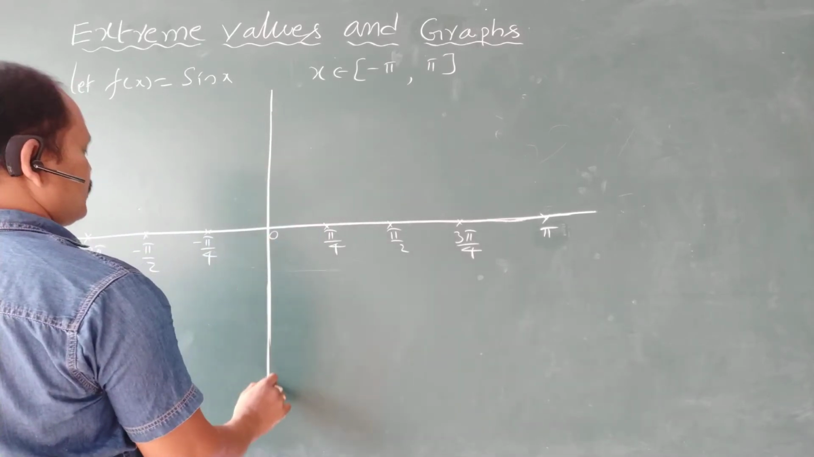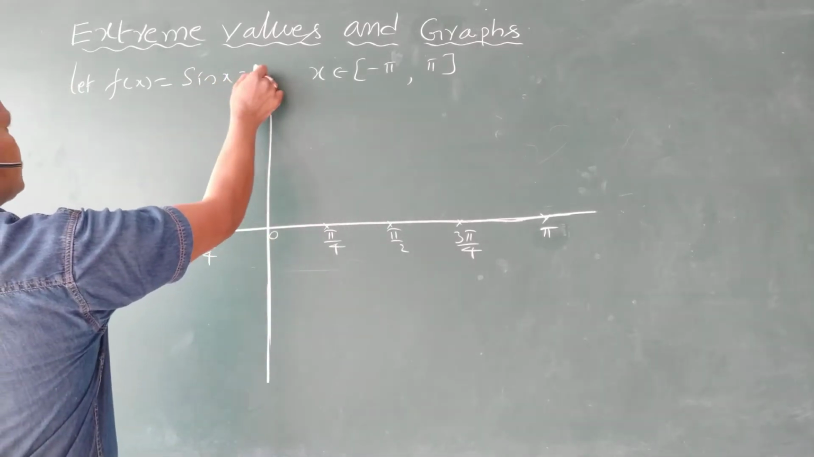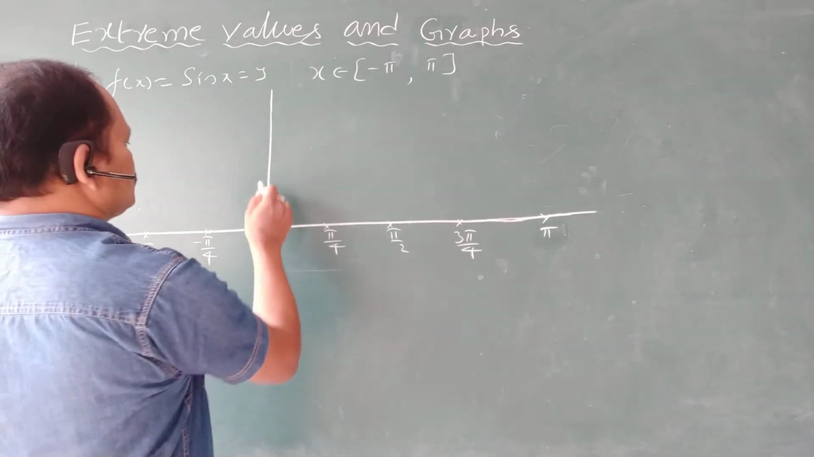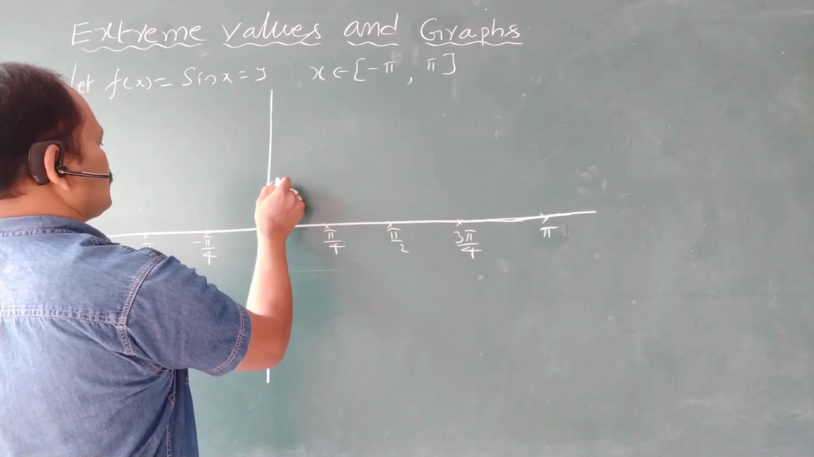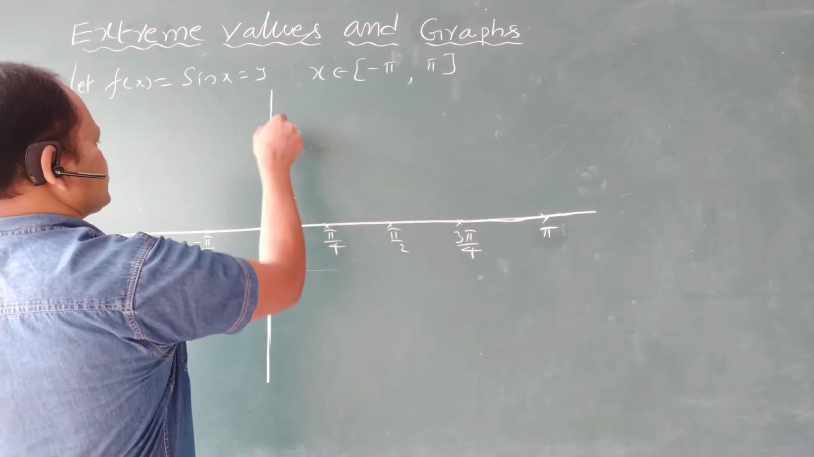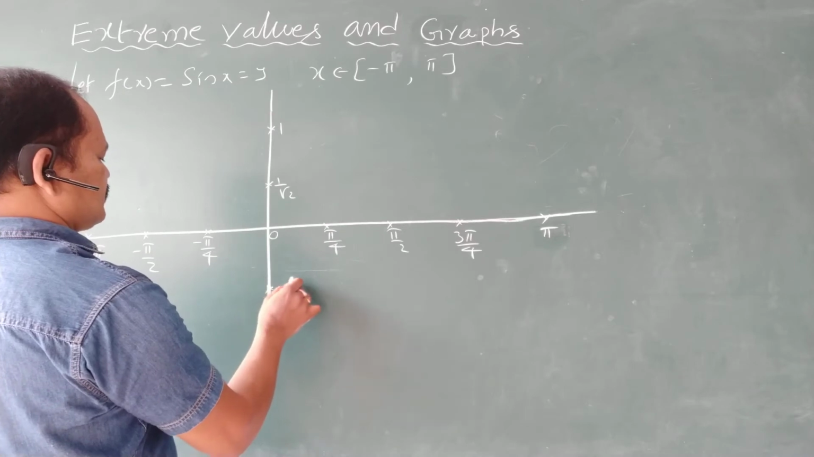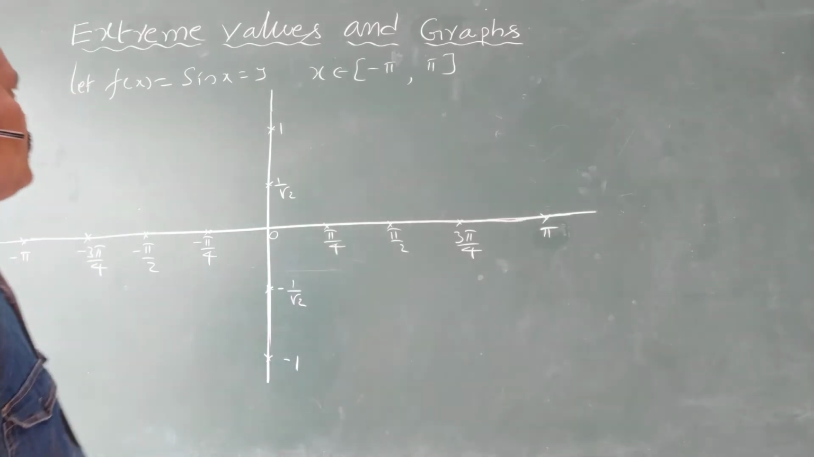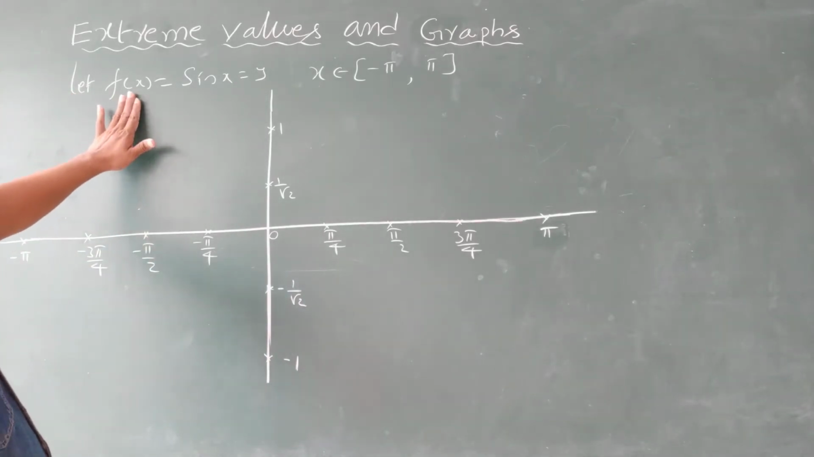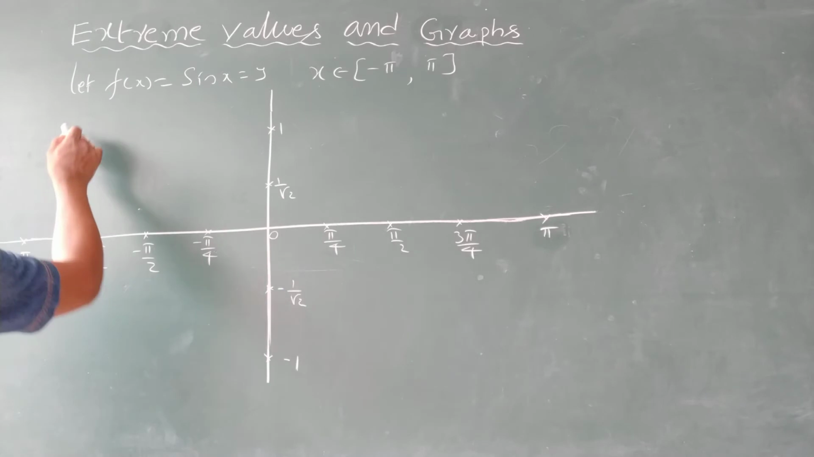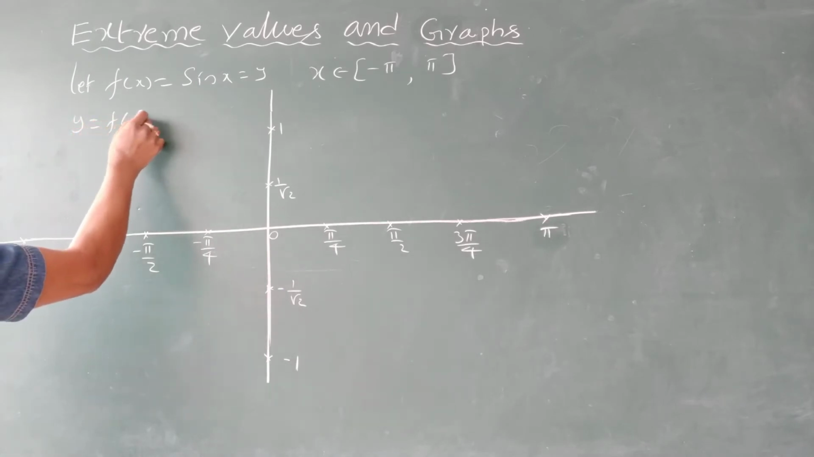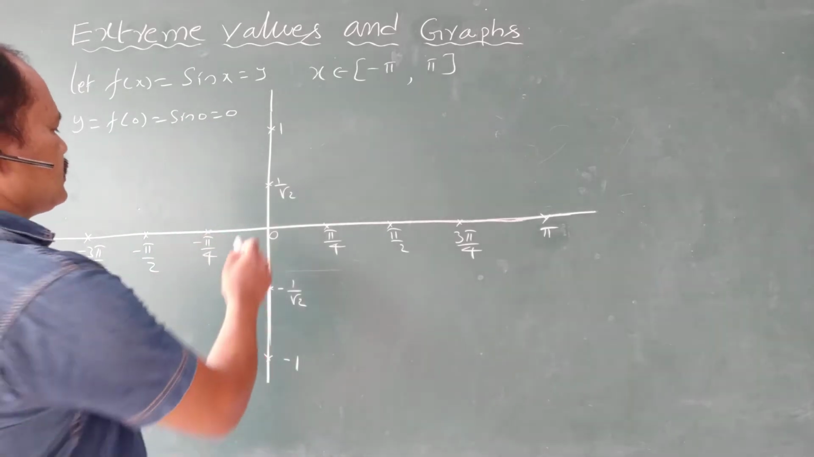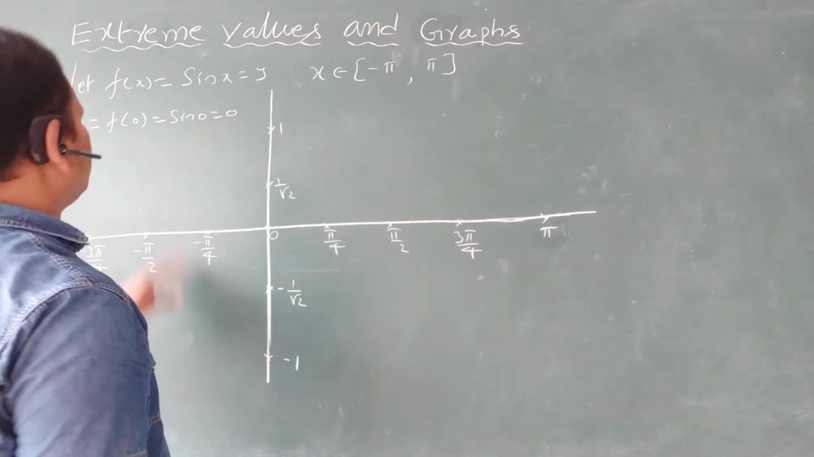Now we have to take the values of y. Since y is equal to f of x is equal to sin x, it is 0. Here it is 1 by root 2, this is taken as 1, here it is minus 1 by root 2, and here it is minus 1. Now substitute 0: f of 0 is sin 0, and sin 0 is 0. That's why if x is 0, y is 0.